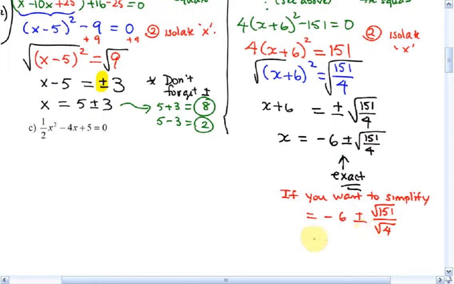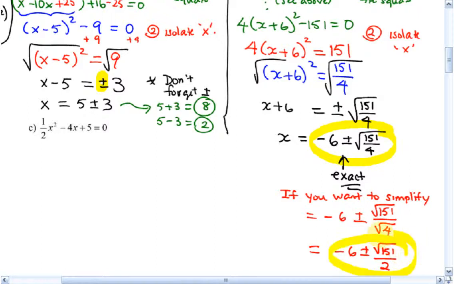2. So if you wanted, you could leave your answer like this, and that would be nice too. I will take this as an answer. I will also take this as an answer. Both are okay. How are we feeling so far? Okay? Yeah? All right. Let's do part C.